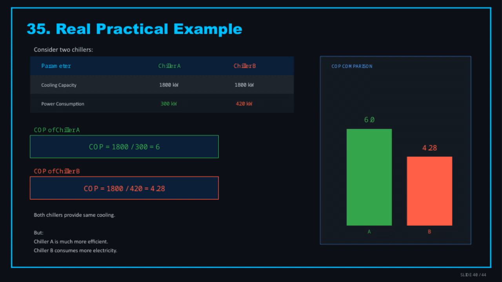Let's compare two chillers that deliver the same cooling capacity, 1800 kilowatts each. Chiller A uses 300 kilowatts of power, while Chiller B consumes 420 kilowatts. That means Chiller A is more efficient, with a coefficient of performance, or COP, of 6. Chiller B's COP is only 4.28, so even though both chillers cool equally well, Chiller A does it with much less electricity. This practical example shows why efficiency matters in real-world systems.